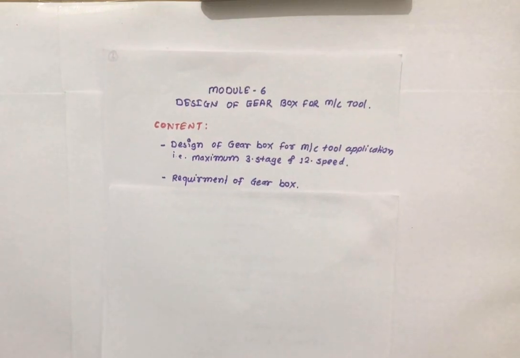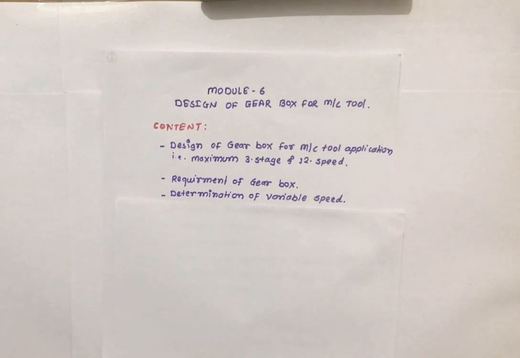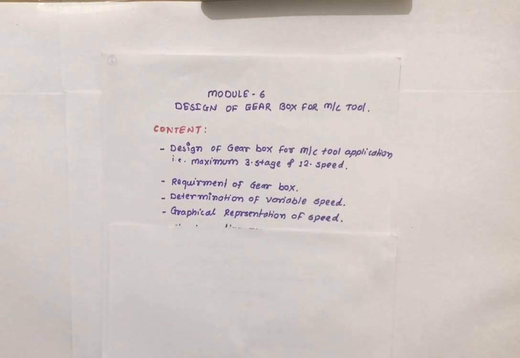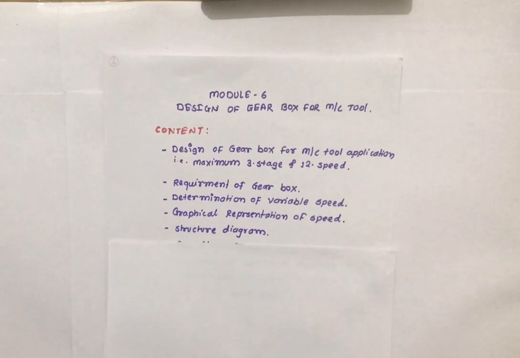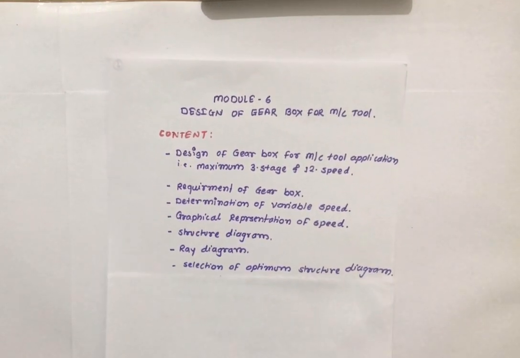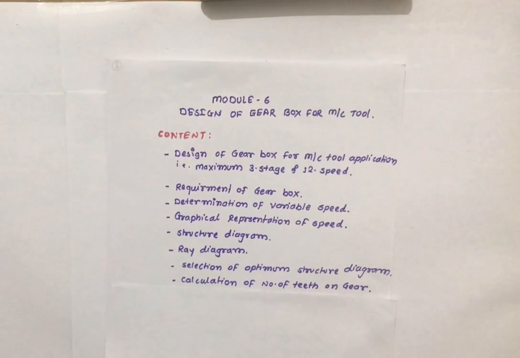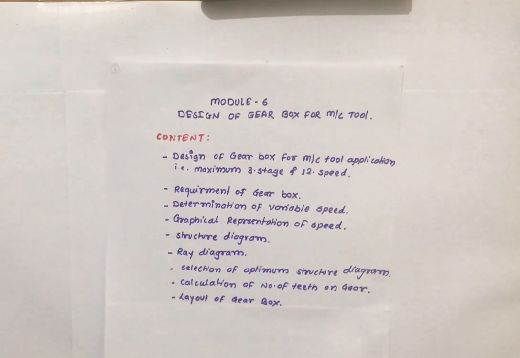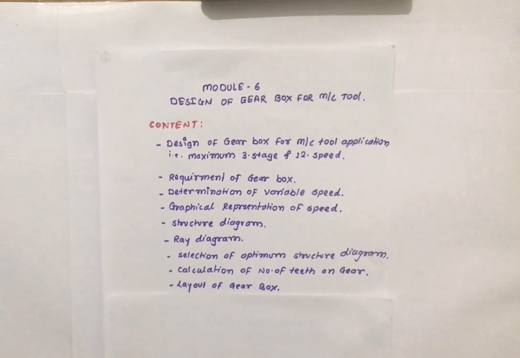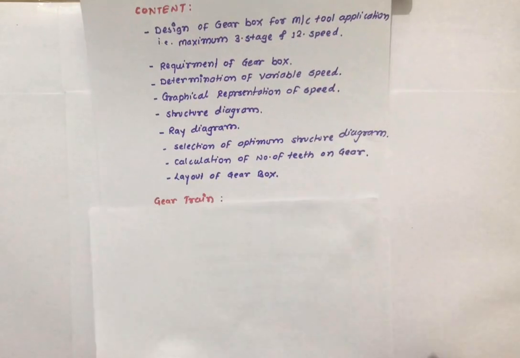Next we'll see the requirement of gearbox, that is determination of variable speed, graphical representation of speeds, structure diagrams, ray diagrams, selection of optimum structure diagram, calculation of number of teeth on each gear, layout of gearbox. These are the contents. Now we'll see the gear trains.